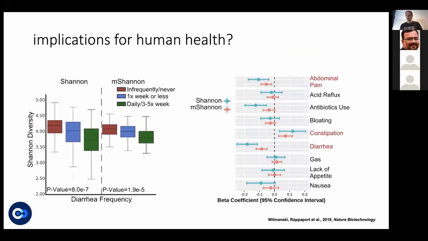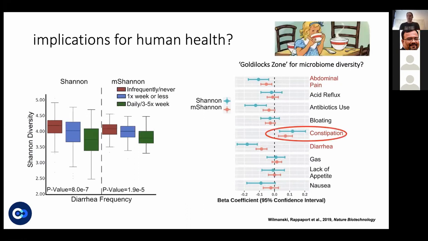And looking at other phenotypic features that were significantly associated with alpha diversity, we found that abdominal pain, constipation, and diarrhea were all significantly associated. Abdominal pain and diarrhea were in the same direction. They were both negatively correlated with alpha diversity. So with lower alpha diversity, you saw higher pain and higher diarrhea. Interestingly, though, constipation came up as positively correlated with alpha diversity.